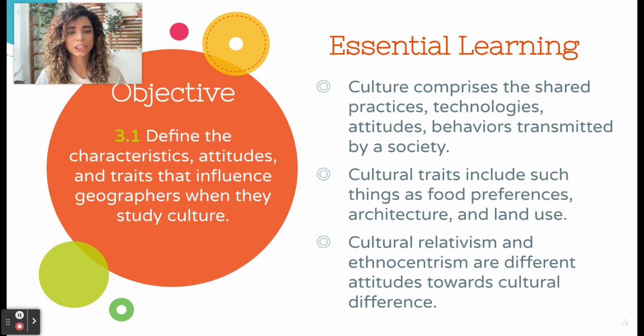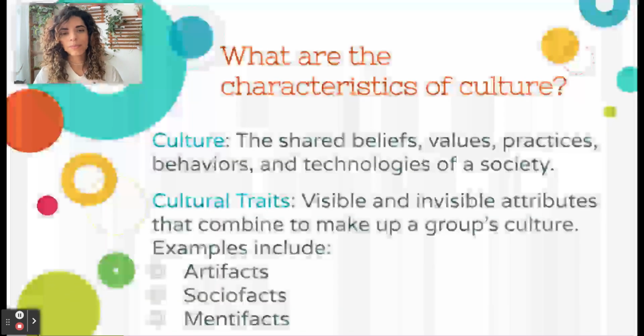We see this in a few different ways. One is through understanding that culture comprises shared practices, technologies, attitudes, and behaviors that are transmitted by a society to individuals. We see this in ways that include food preferences, architecture, the way people and places use land, and other ways as well. And also, two centralizing ideas are cultural relativism and ethnocentrism. So these are ideas of the way that people perceive and understand other cultures that are not their own.